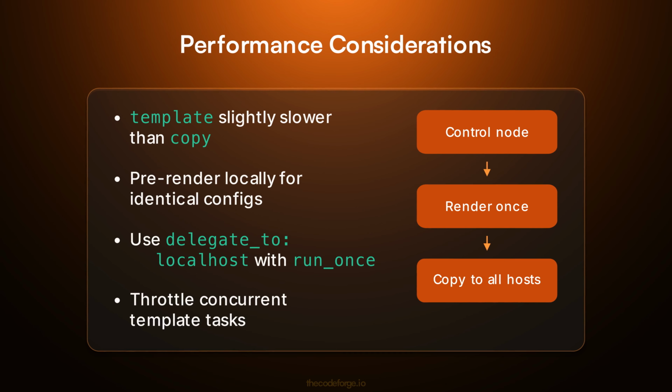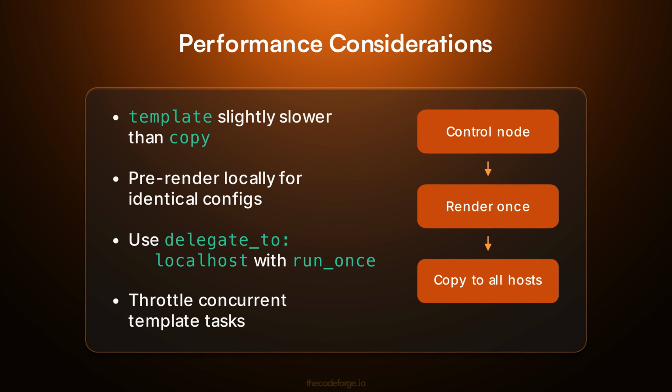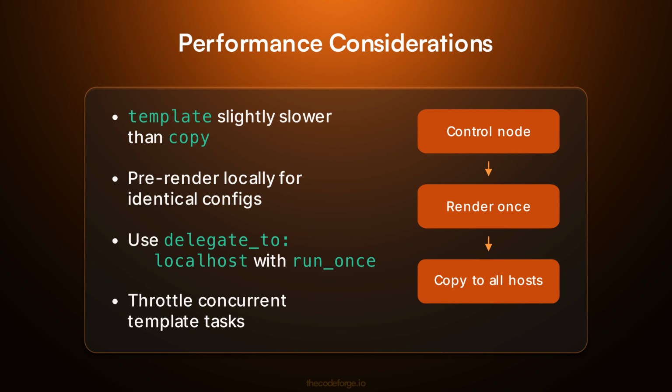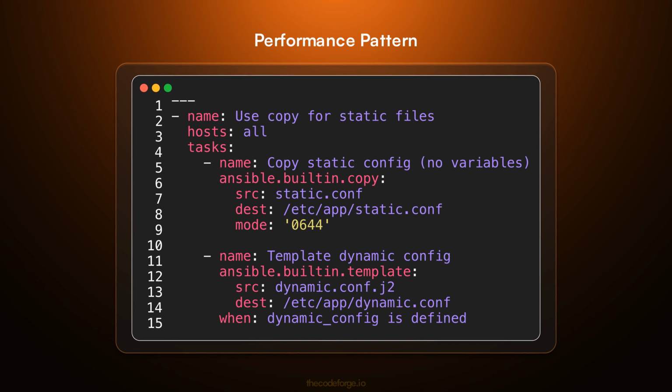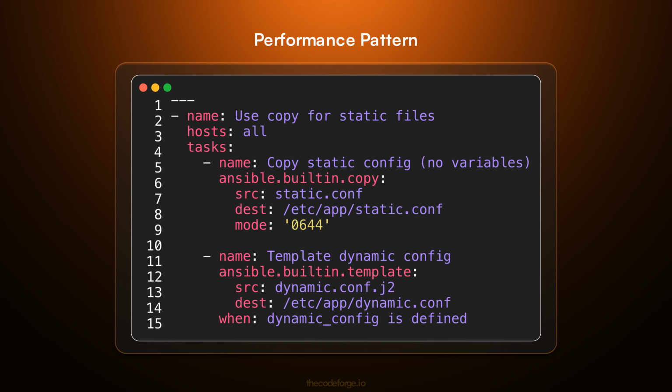The template module is slightly slower than copy due to Jinja2 evaluation. For large fleets, pre-render locally and use copy to distribute if the output is identical across hosts. Otherwise, use throttle to limit concurrent executions. This playbook uses copy for static files and template only when needed. The when condition ensures the template task runs only if the variable is defined, avoiding unnecessary work.